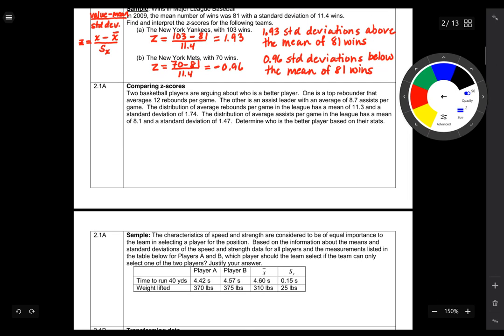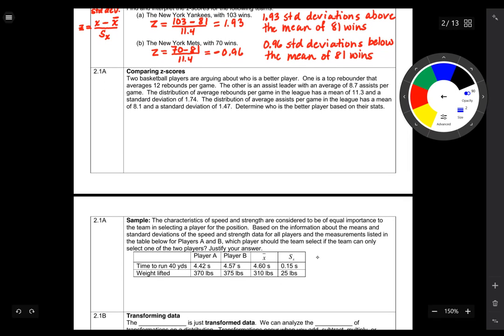So let's first find the z-score of the rebounder. Let's label so we know and other people can read your work. So rebounder, the z-score is equal to 12 rebounds per game minus the mean, which is 11.3. And you can always circle all this data in your paragraph. And the standard deviation is 1.74. So the z-score is 0.402.